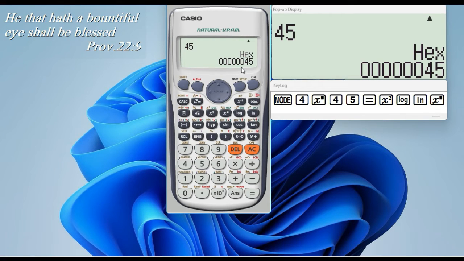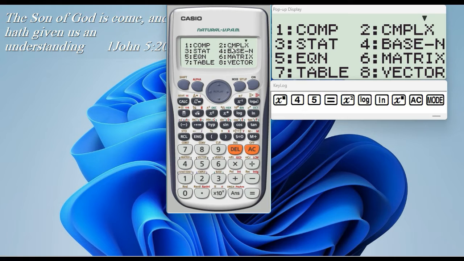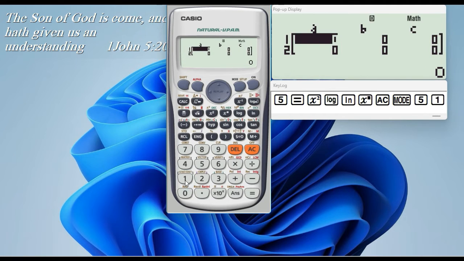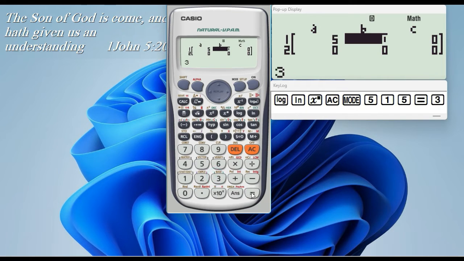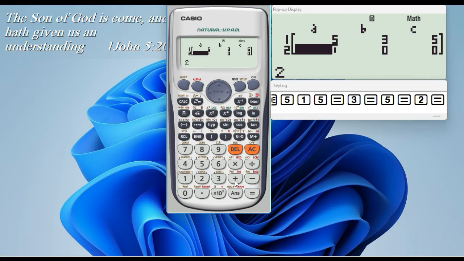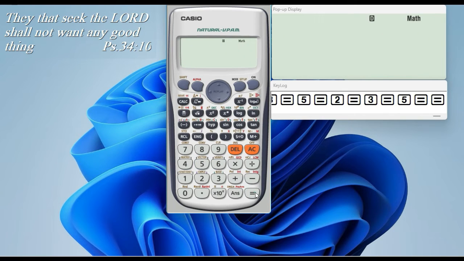Okay, let's pick the next mode, which is the equation mode, mode 5. Option 1 is just the simultaneous equation involving two variables. So I type in 5, the coefficient of x is 5, the coefficient of y is 3, which is equal to 5, and then I hit the equal sign. It's going to give me back my x as 0 and the y as 5/3.